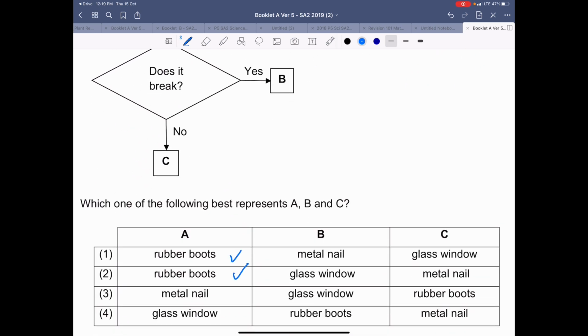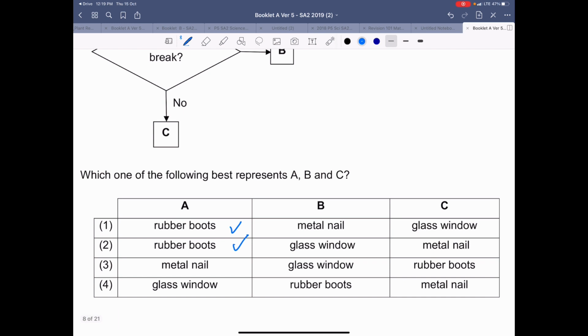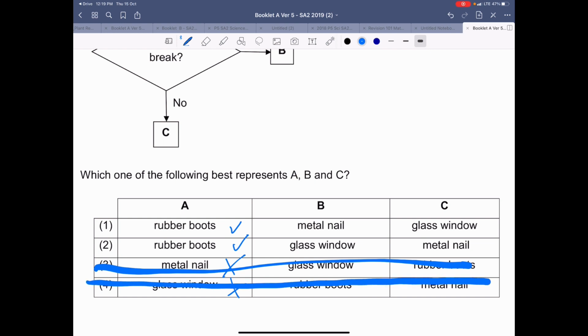Correct. Next thing. Is your metal nail flexible? No. But A is supposed to be flexible, right? So straight away wrong. Is your glass window flexible? No. So straight away I crossed out option 3 and option 4. Very straightforward. Leaving me only 2 options.